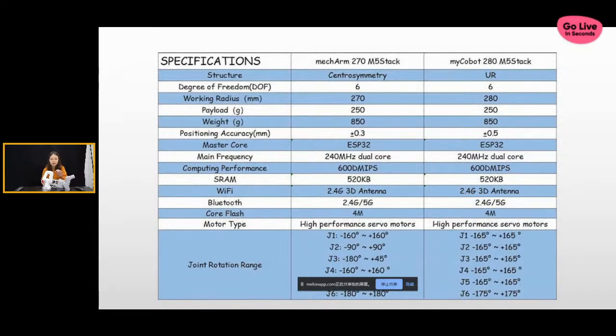And you can see there are some similarities. The payloads and the weights are relatively the same, which is 250 grams and 850 grams. So most of the scenarios are relatively similar. But if you want to see the effect, I want to say that this one is stable, this one is flexible. Okay, and this one, mechArm, is our new product of 2022.